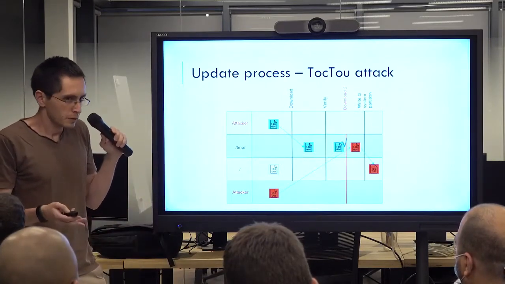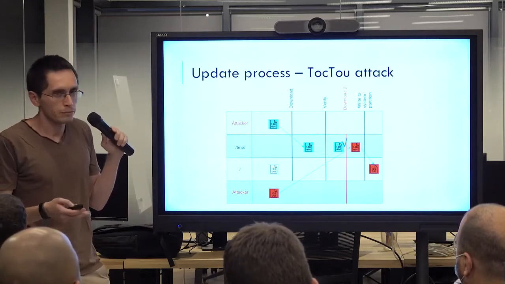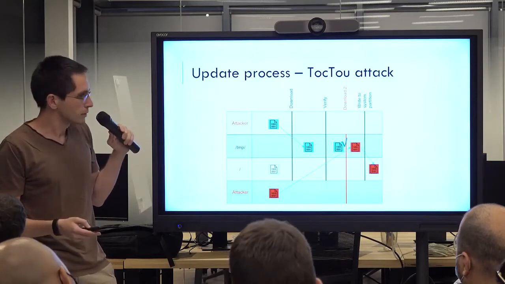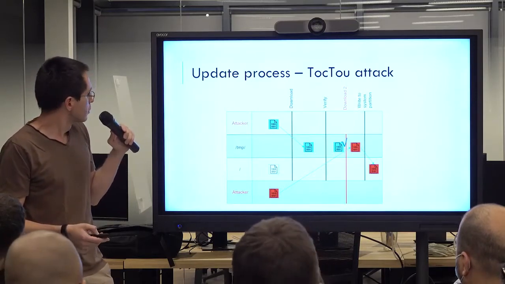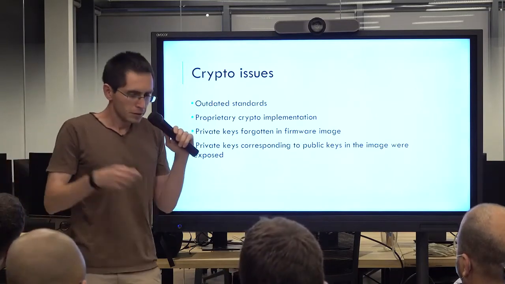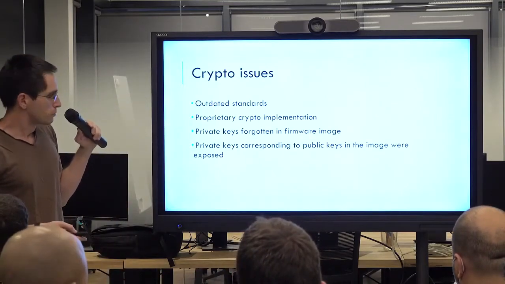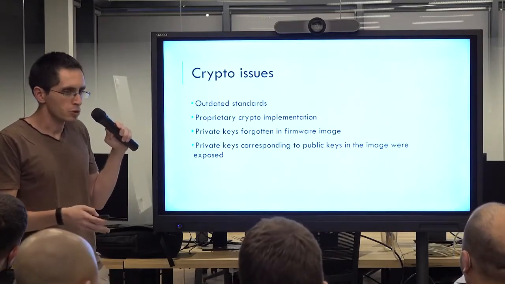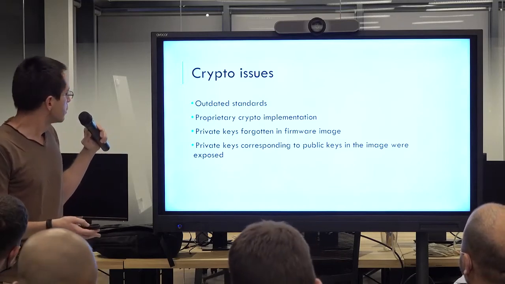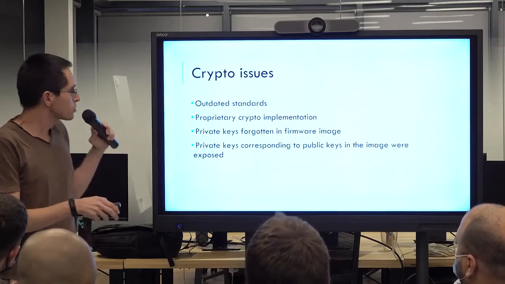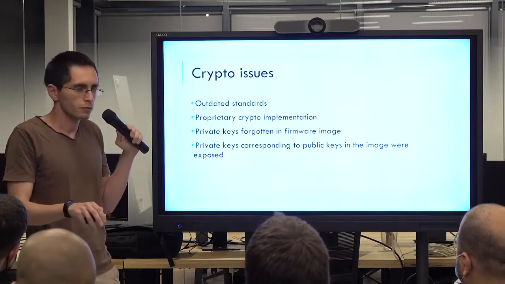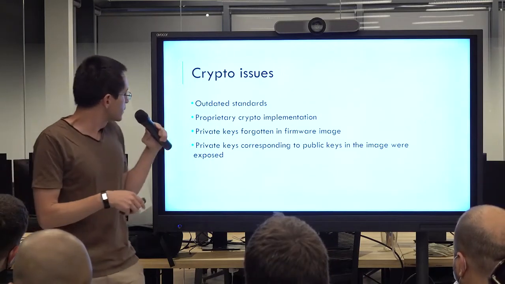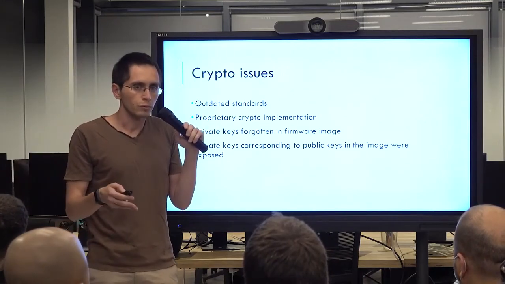So in order to prevent that from happening in your firmware, you must know what version of RAUC you're using. And it's, of course, very hard to do that after you've already compiled it. And another spectrum of issues are the crypto issues. So the common ones are outdated standards, proprietary implementations of crypto, which are very bad for the same reason, and also much simpler issues of just having private keys in your firmware, or having public keys corresponding to private keys which are known to be exposed.